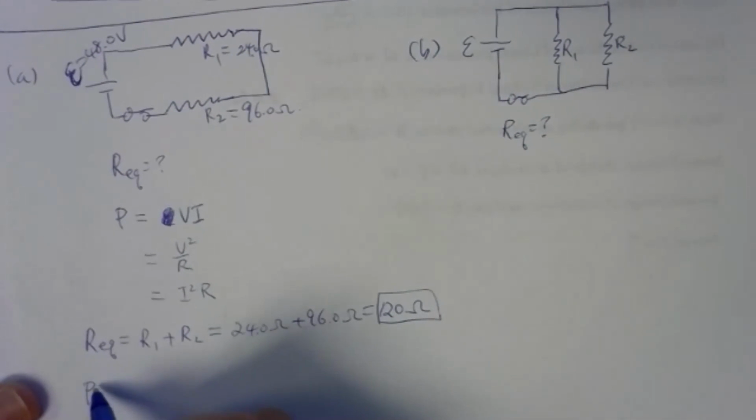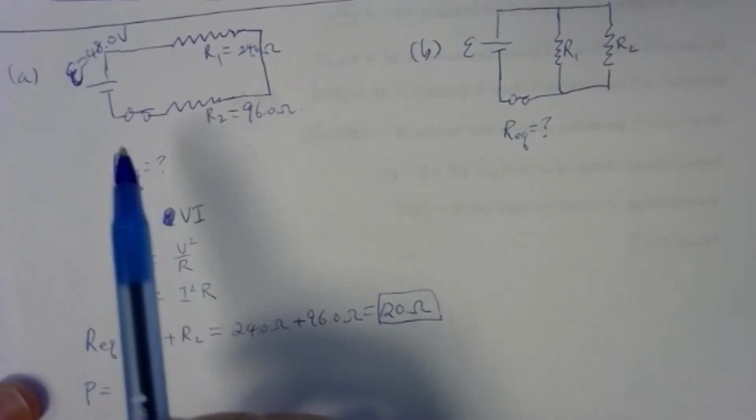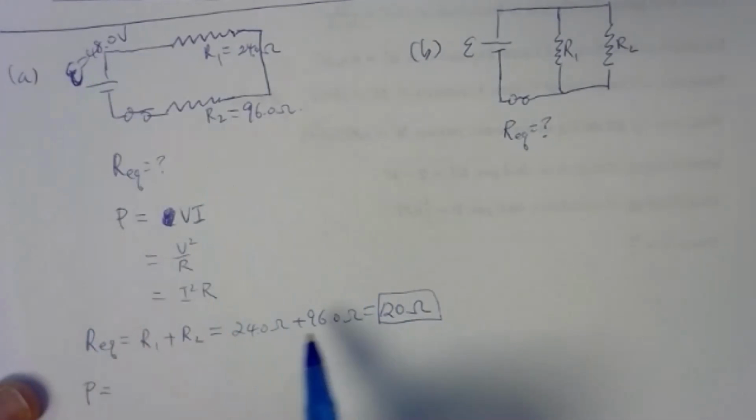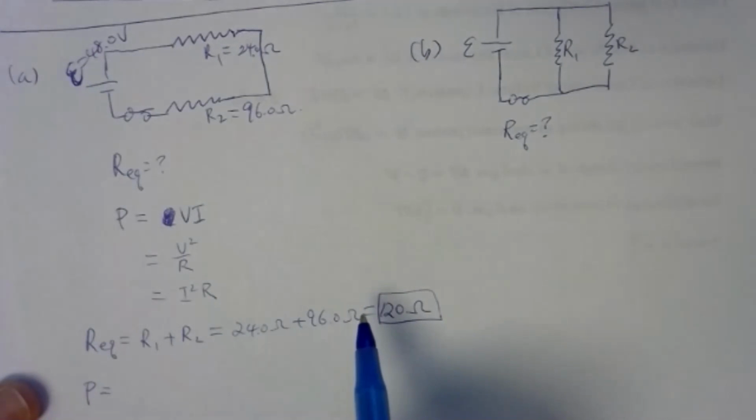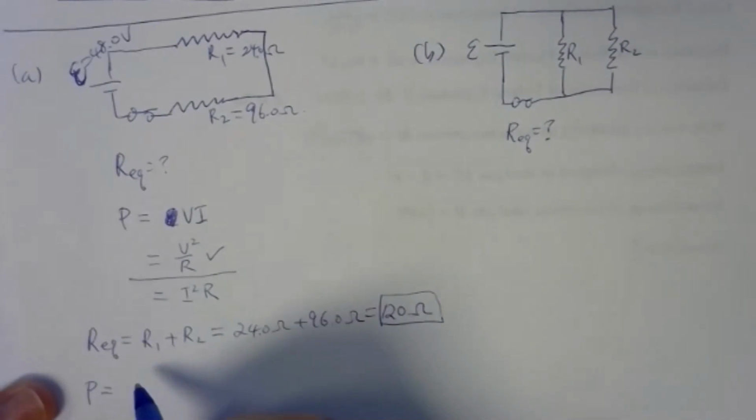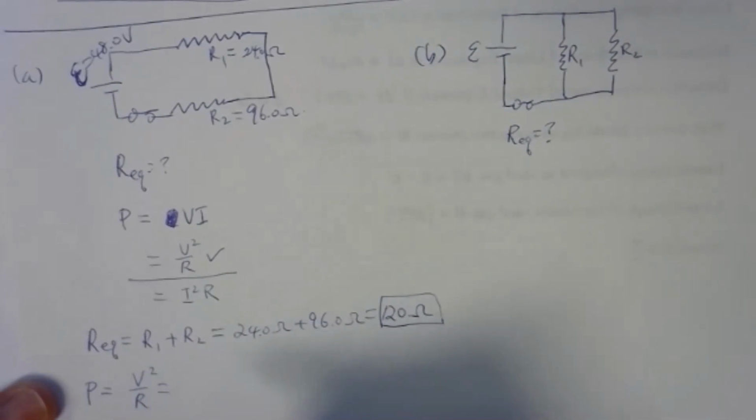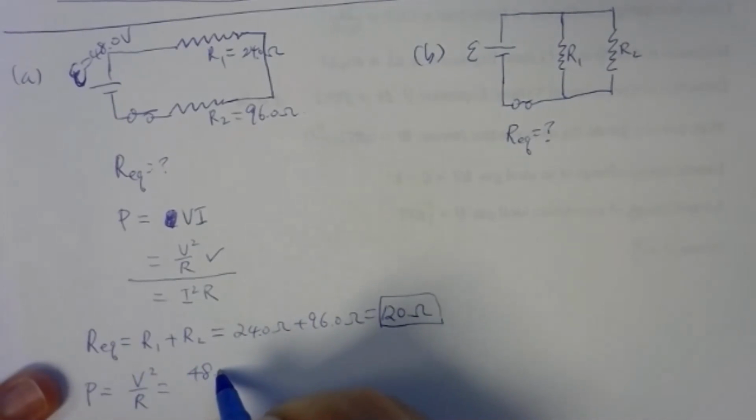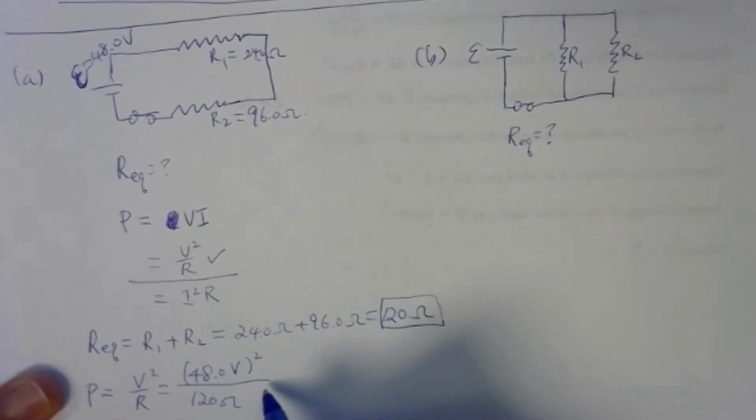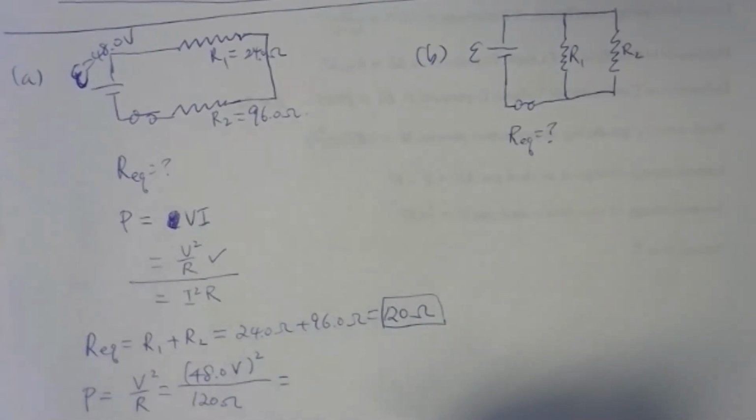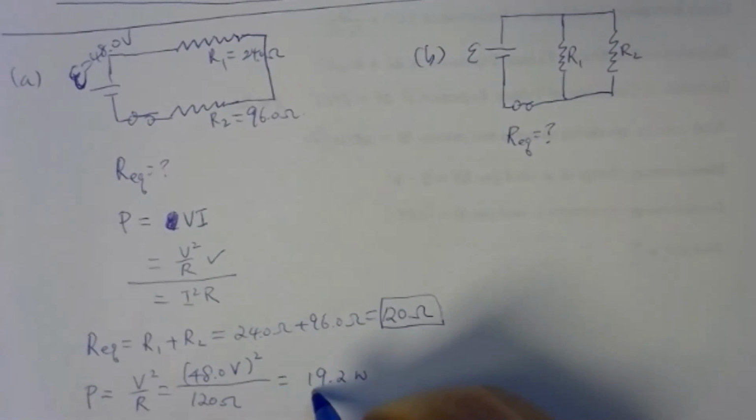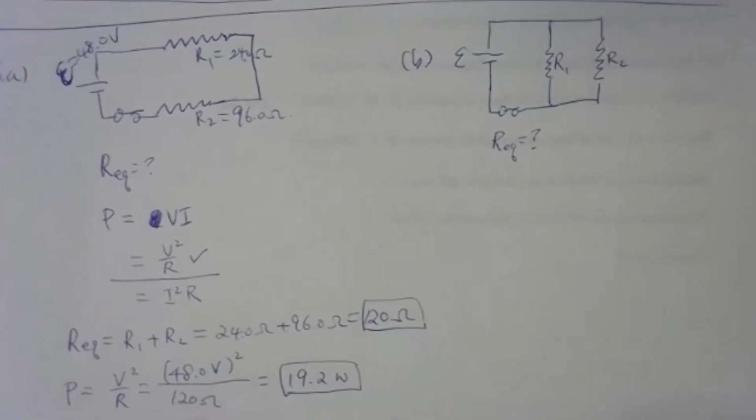Now for the power, you are given the voltage from the battery as 48. You know R, the equivalent resistance, so you pick this formula, which is easier for you. It's V squared over R. V is the 48 volts. Remember to square it, divided by 120 ohms. That will give you 19.2 watts as the power of this circuit.